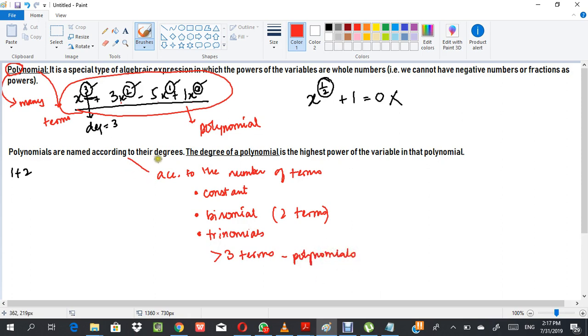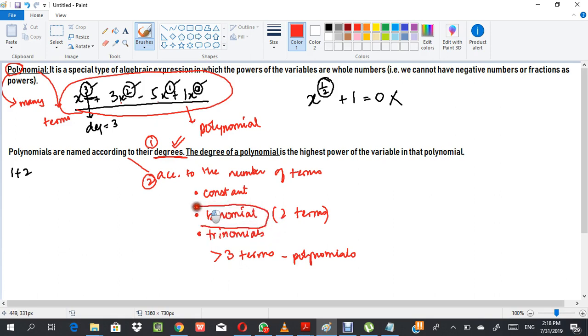So we have two ways of naming polynomials. Number one, according to the degrees, and this is the method that is used much more commonly. And the second method is according to the number of their terms, which is we can have either constant polynomials or binomials or trinomials, and beyond trinomials, we just refer to them very generally as polynomials.